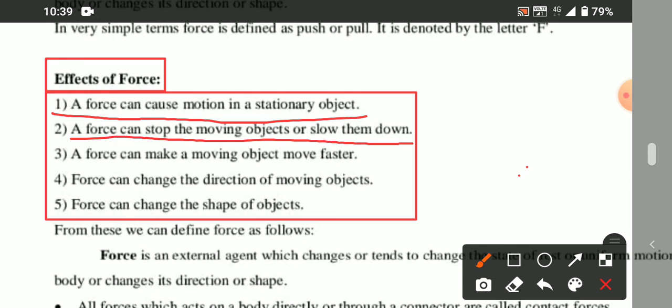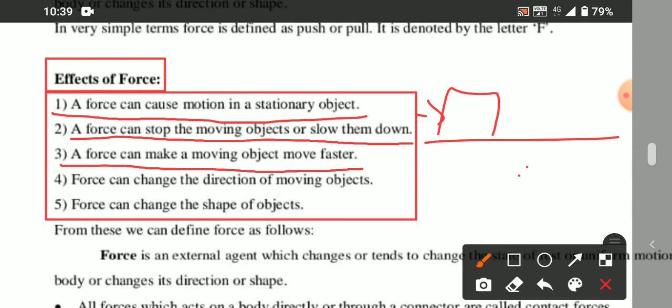And here is the third point: a force can make a moving object move faster. If here is a box moving towards the east direction, and force is added more, the object may move faster. If this object is moving at 60 kilometers speed, and more force is added, then it can increase its speed, like it became 100. So it can increase the speed also. That is the meaning of the third point.